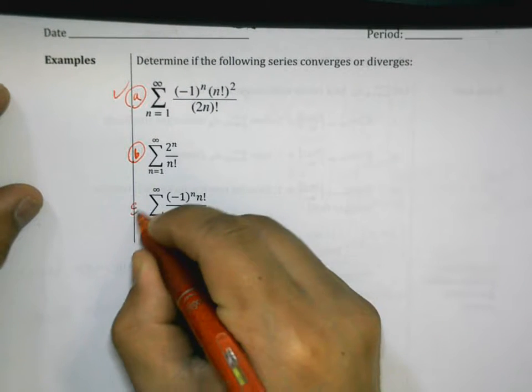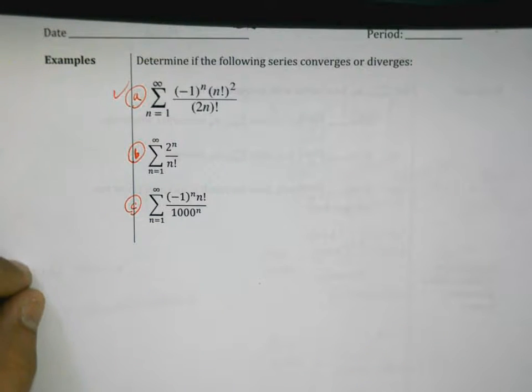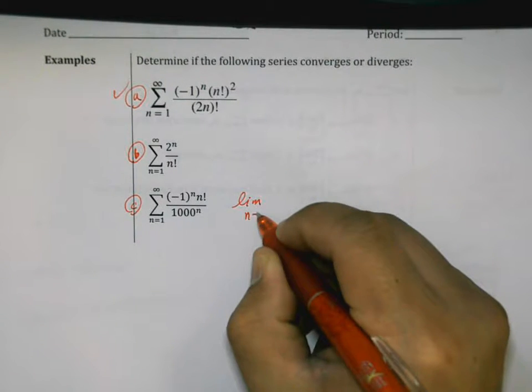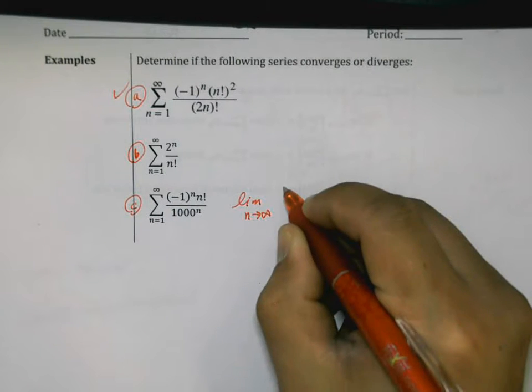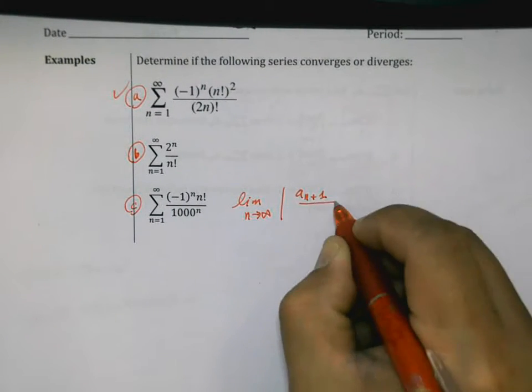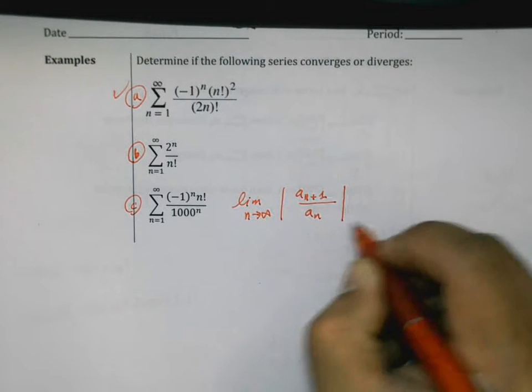So again, we are taking the limit as n approaches infinity of the n plus 1 term divided by the nth term. Okay? And we are going to apply this definition to this particular series.